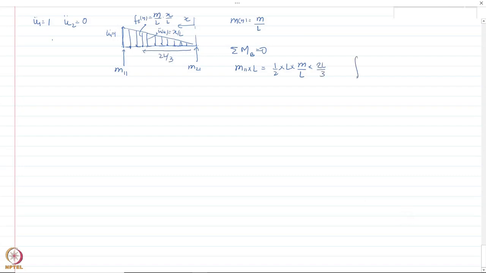Or you could just simply write it as, if you take the integration of it, the total moment would be basically m by l times x by l times x, 0 to l. Okay, and that would give you ml by 3. And in this case, if you look at it, you get the same quantity here. So m11 is basically m by 3.